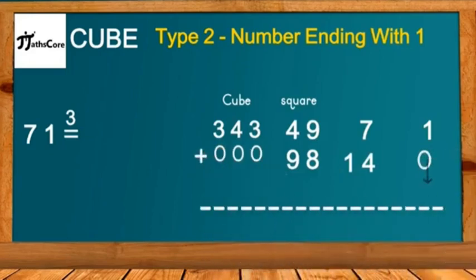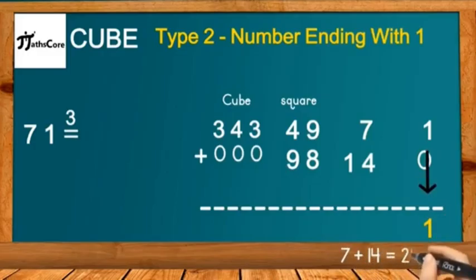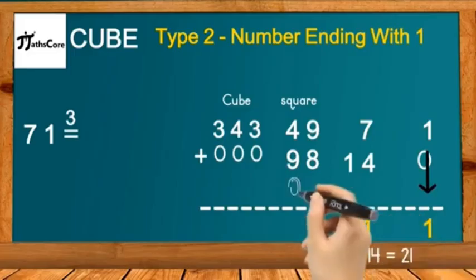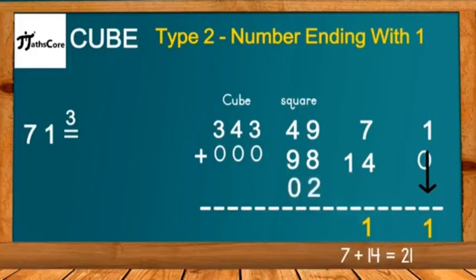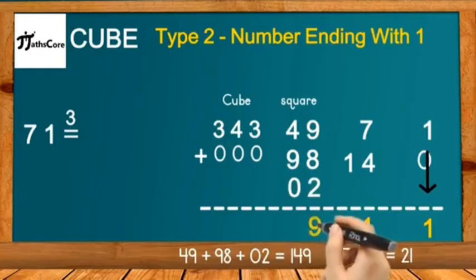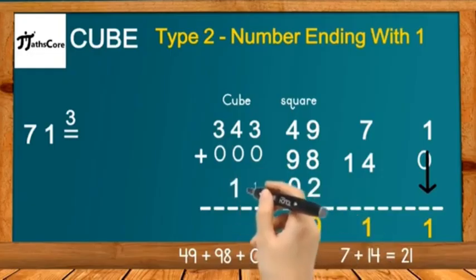Starting from the right hand side, 1 plus 0 is 1. So we have to write down 1 in the answer. At the third place 7 plus 14 is there, so answer is 21. So write down 1 in the answer and 2 we have to take as a carry. At the second place 49 plus 98 plus 2 is there, so answer is 149. So write down 9 in the answer and 14 we have to take as a carry.